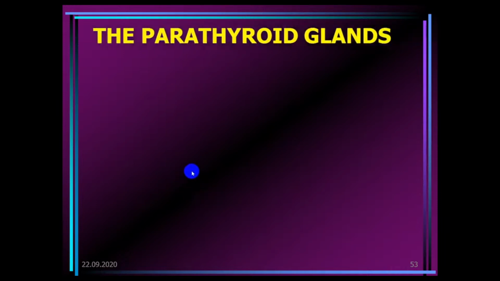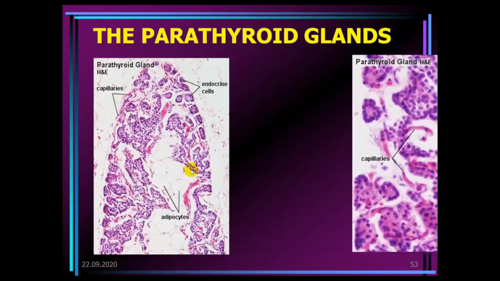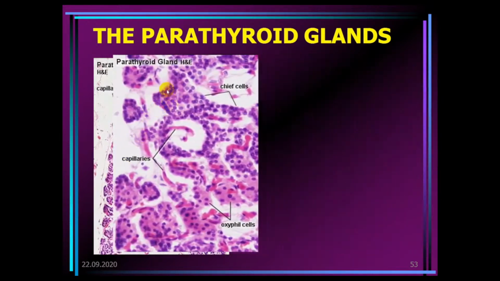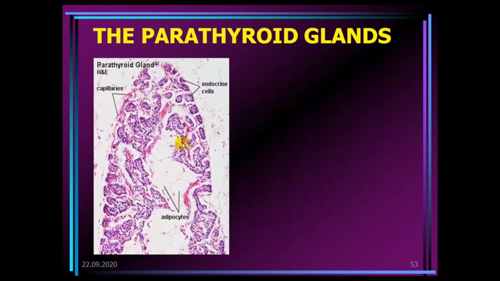This hormone is antagonistic to calcitonin of the thyroid gland, and this hormone increases the concentration of calcium ions in the bloodstream. If calcitonin decreases the concentration of calcium ions and increases the mineralization of the bones, this hormone, parathormone, increases the concentration of calcium ions in the serum of the blood, and that's why it decreases the mineralization of the bones.